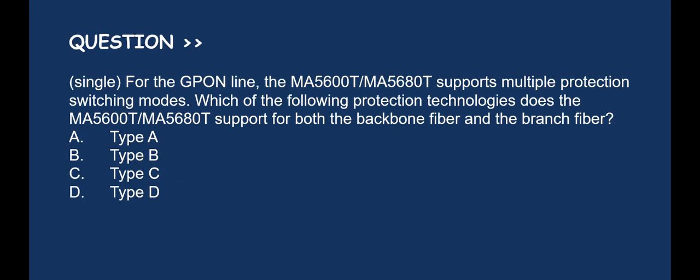Next one, for the GPON line, the MA5600T/MA5680T supports multiple protection switching modes. Which of the following protection technologies does the MA5600T/MA5680T support for both the backbone fiber and the branch fiber? Option A, type A. Option B, type B. Option C, type C. Option D, type D. This is the test question. All you need to do is to answer it in the comment.